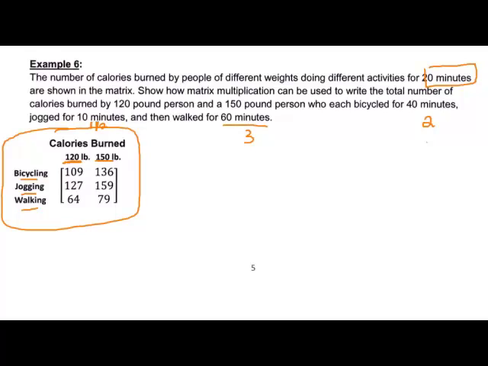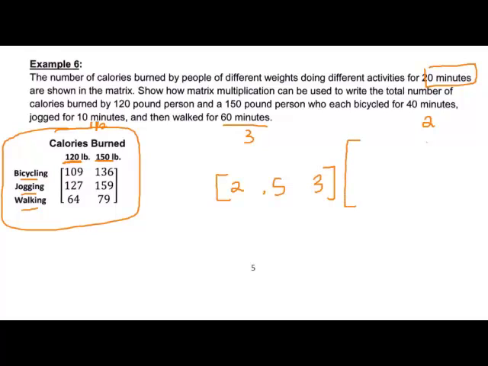So we want to make this into a matrix. Now it matters what order we put these in. So we first want bicycling. We said that if someone is on a bike, that would be 2, because 2 times 20 is 40. Next we have jogging, so that would be 1/2 or 0.5. And last we have walking, which is 60 or 3.